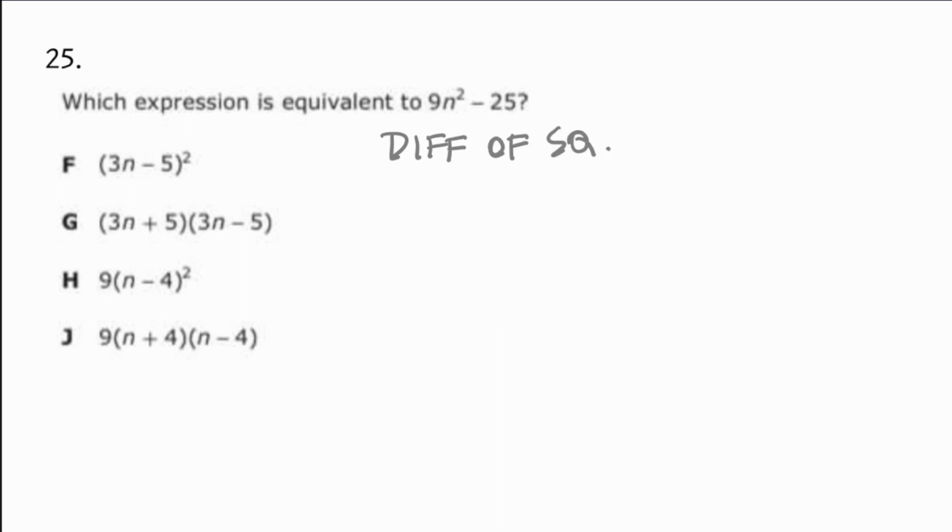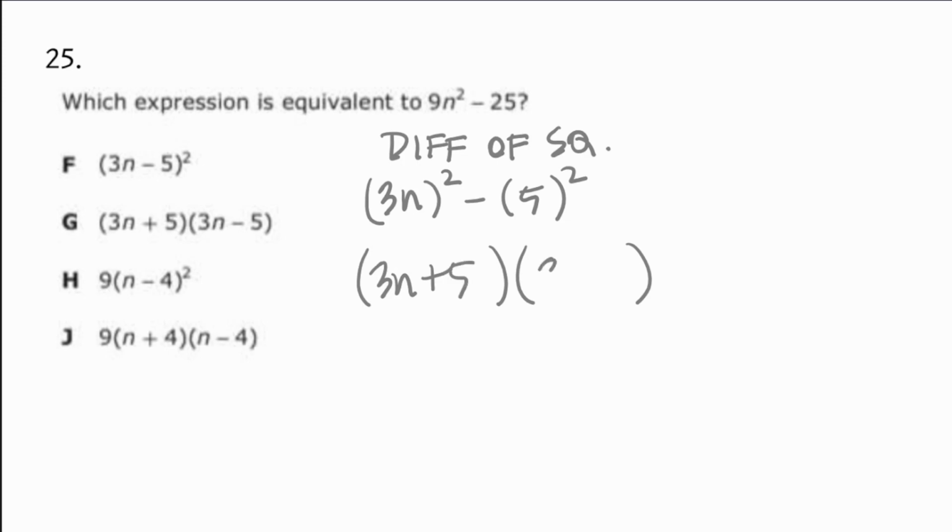Okay, and this is... what's getting squared? 3n and 5 is what's getting squared. So the difference of 2 squares, that a squared minus b squared is a plus b times a minus b. So I'll have 3n plus 5 and 3n minus 5, which is that answer choice right there.